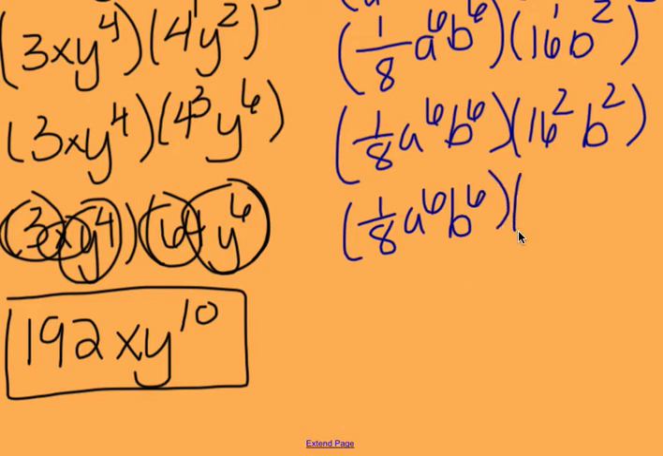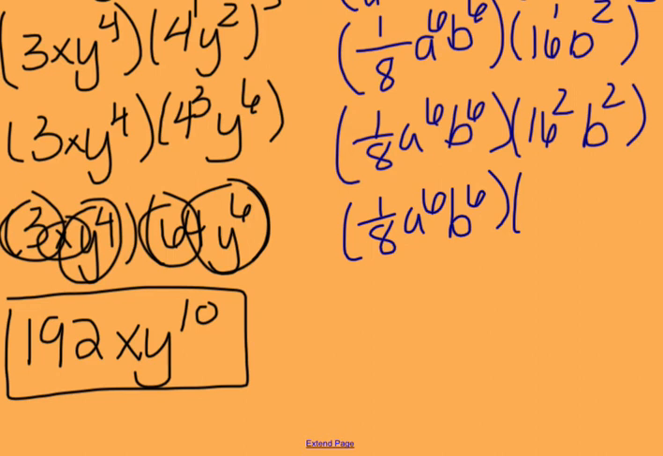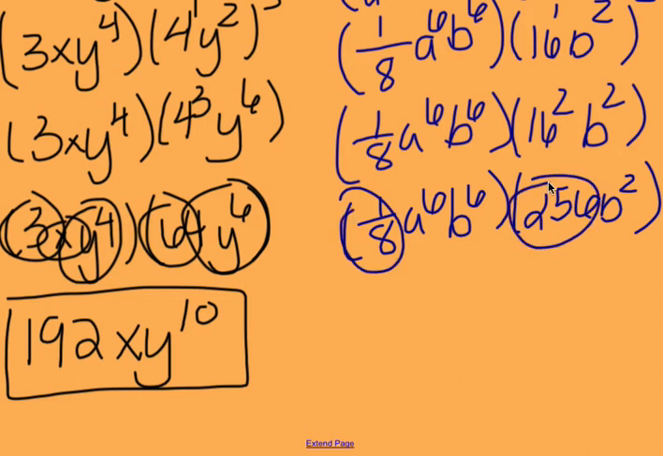16 squared is the same as 16 times 16, which is 256, b squared. So now I'm going to take 1/8 and multiply it by 256. Well, 1/8 times 256 is really just 256 divided by 8. So when you divide those out, you end up getting 32.